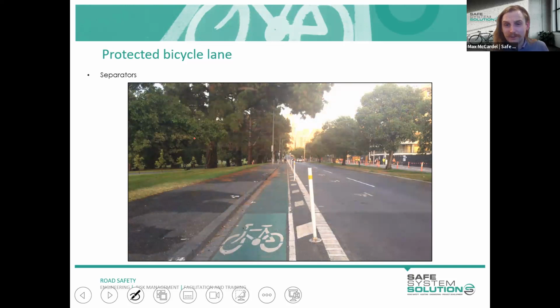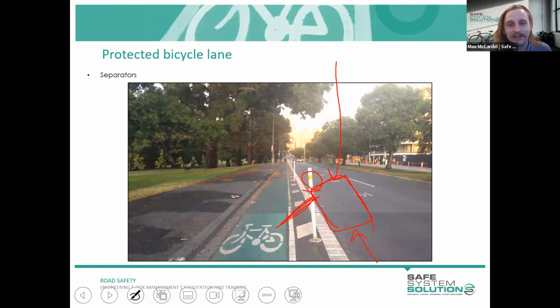This is my final little separated type. This one's a bit of an unusual one. It's basically just like flexible bollards that are just installed every 6 meters or something like that. It's got a little bit of reflective tape on it. It's unusual because it is a clearway. So at some hours of the day, you're actually allowed to park in this lane, meaning the dooring risk exists. At other times, it's just a general traffic lane. So you can understand why it's not always a perfect world, I guess, to be able to get the best infrastructure.